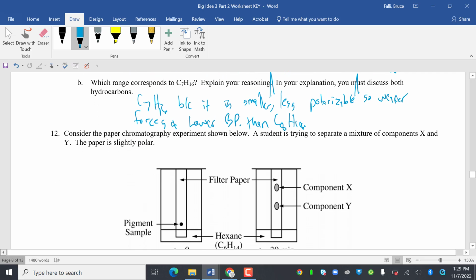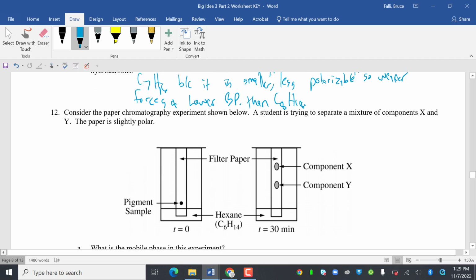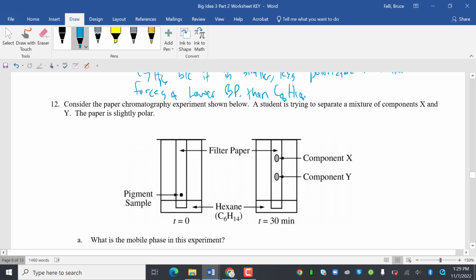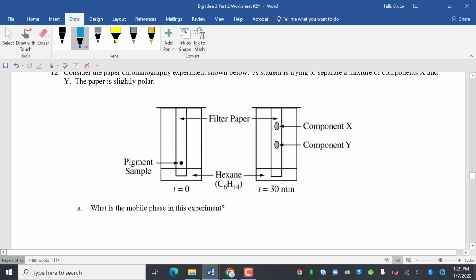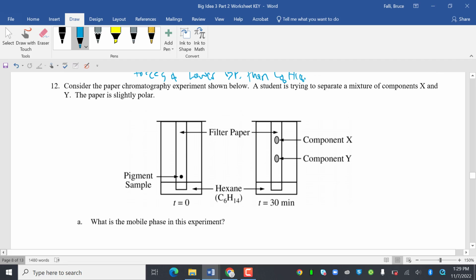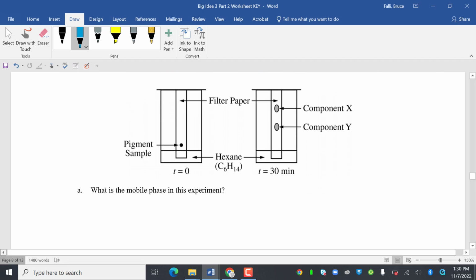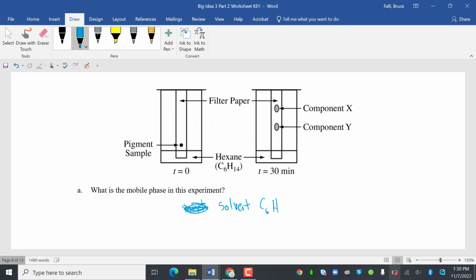Consider the paper chromatography experiment shown below. Students are trying to separate a mixture of components X and Y. The paper is slightly polar. What is the mobile phase in this experiment? That would be the mixture. No, my bad. It is the solvent, which is C6H14, because that's the part that moves.